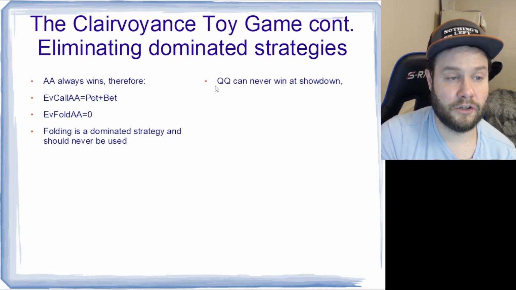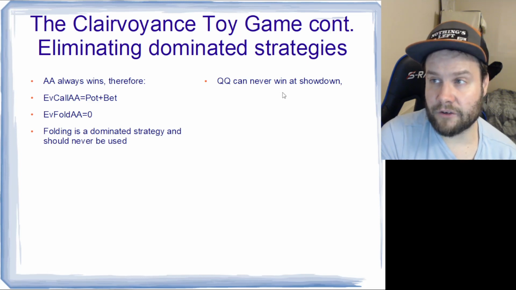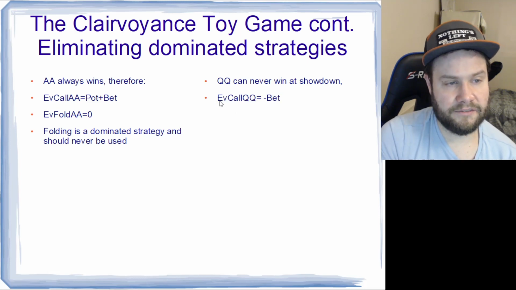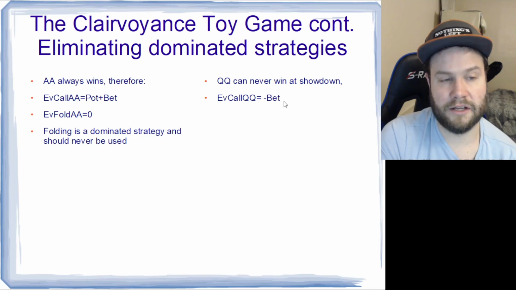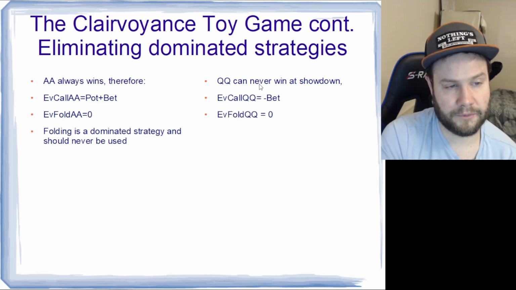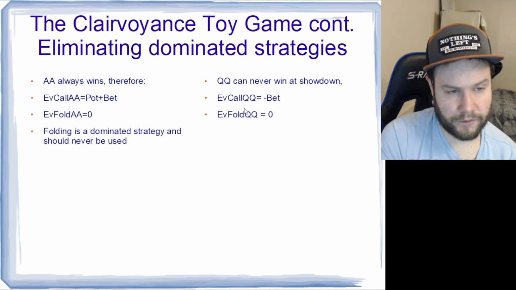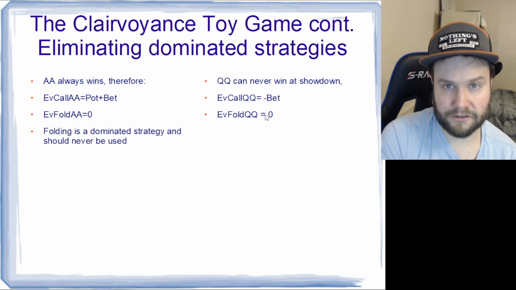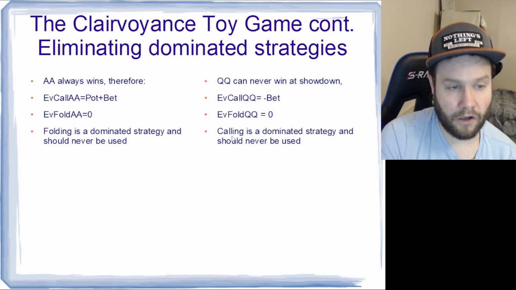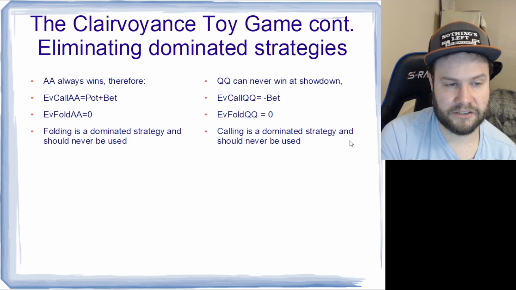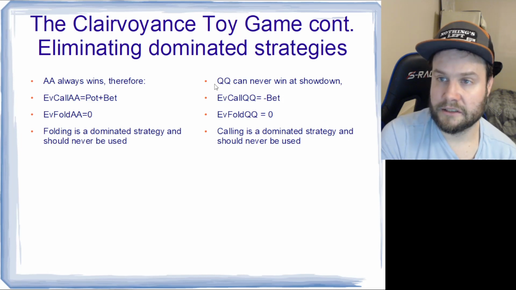Now, conversely, queen can never win at showdown. So the EV of calling with queen is you lose the bet. Whatever bet you call, you lose, and you never win the pot. So it's always a negative number. And the EV of folding queen is, again, always 0. So calling is the dominated strategy when you have queen. So you never fold ace, you never call with queen.